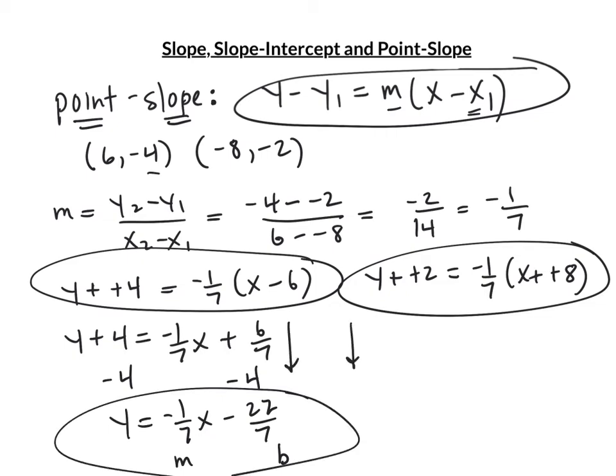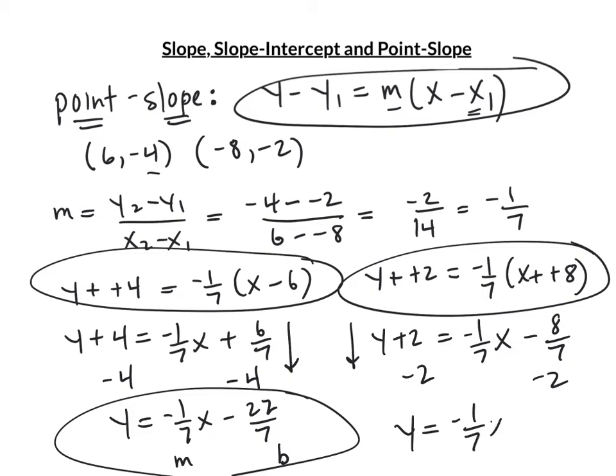So let's take this other equation and do the same thing. We'll solve for y. Get y by itself. y plus 2 equals -1/7 x. -1/7 times 8 would be a -8/7. And then we'll get y by itself, subtract 2 from both sides, and we'll go to our calculator. -8/7 minus 2, and that is again -22/7. y equals -1/7 x minus 22/7.